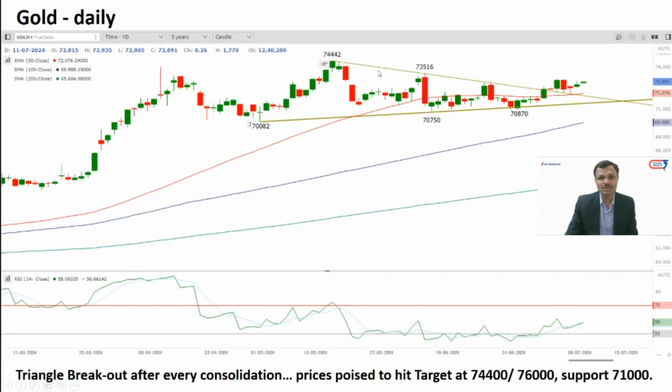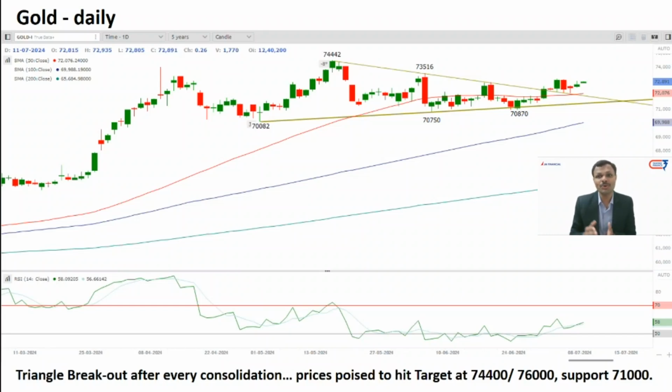If you see, we have drawn a downward sloping trend line from 74,442 and a flattish line from around 70,082, which is forming a symmetrical triangle, a sideways consolidation. Last week, we had seen a breakout above this level, after which prices are again seen consolidating. It is even taking support around its 50-day moving average. So here the moving average is acting as a strong support. So the trend is looking very much on the positive side.